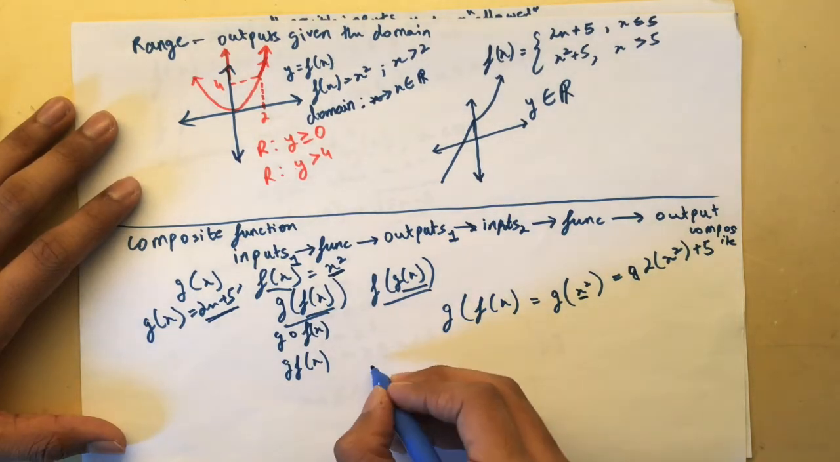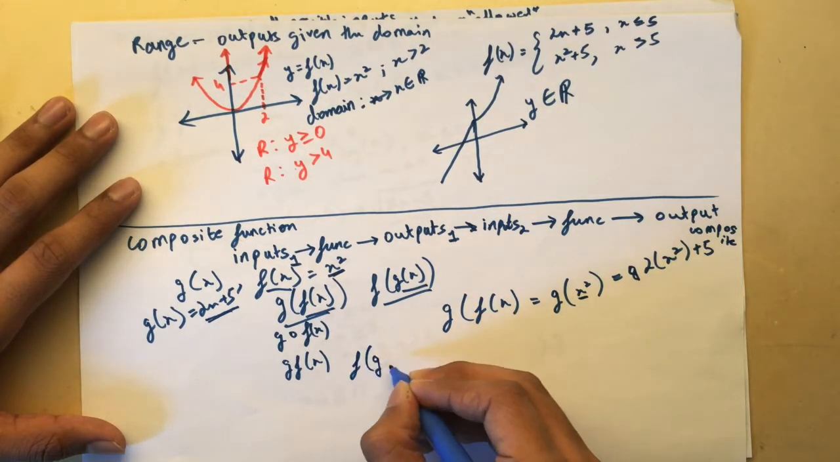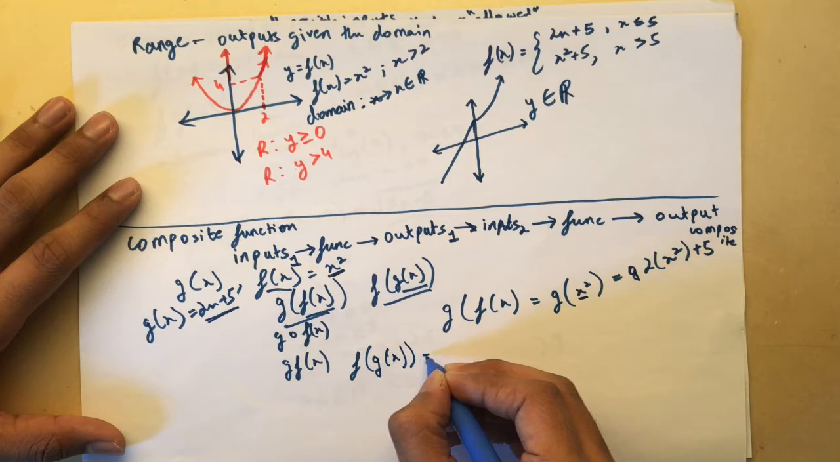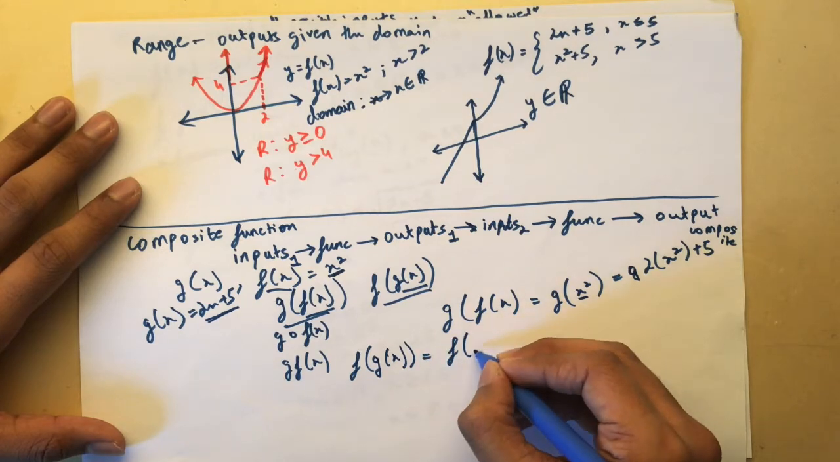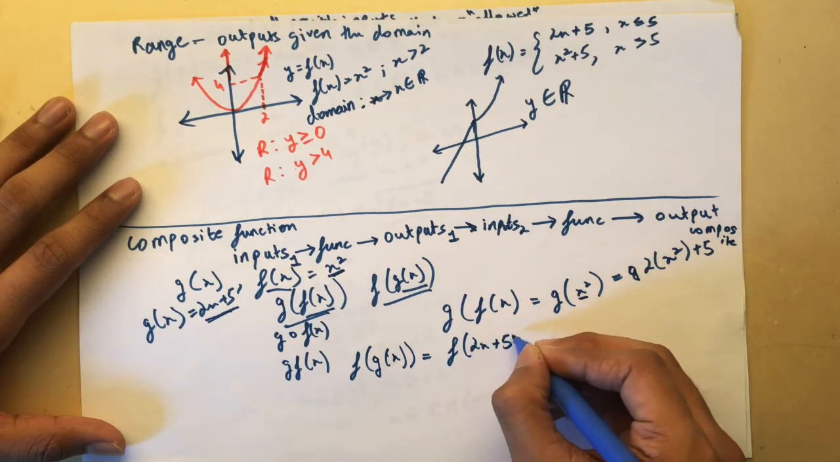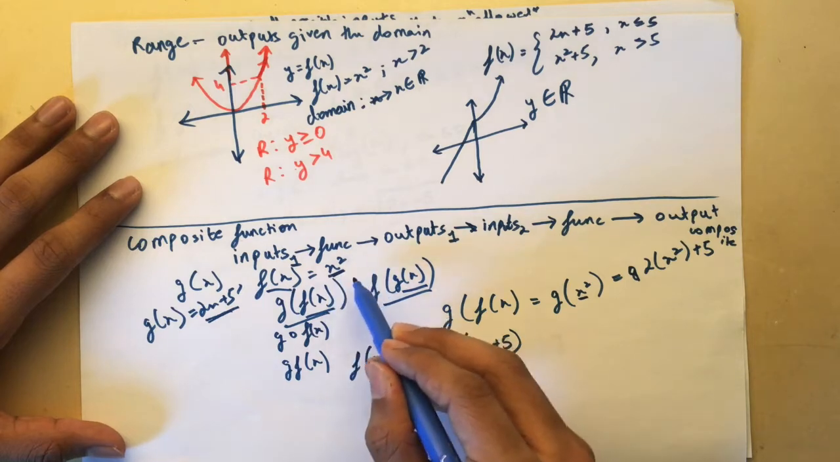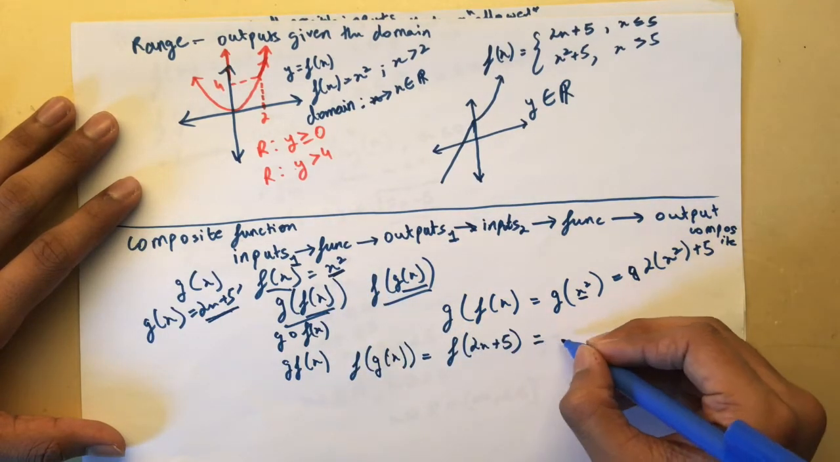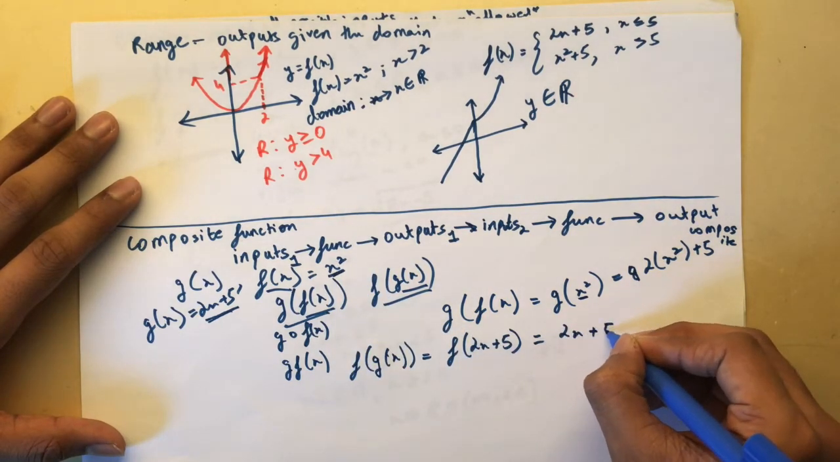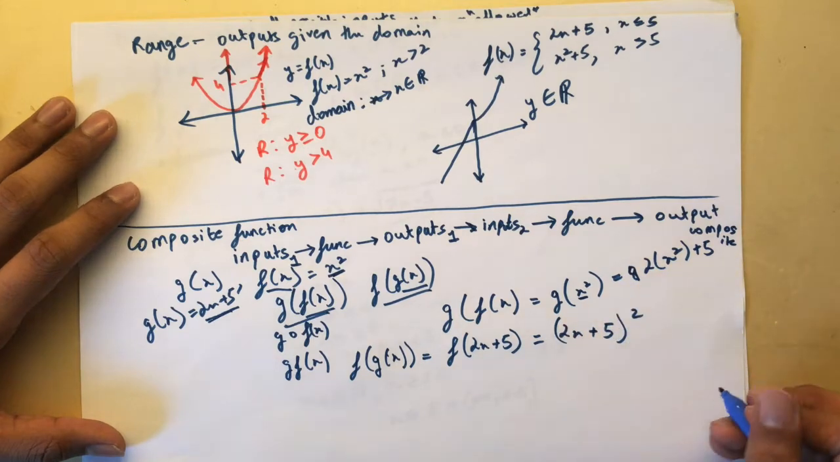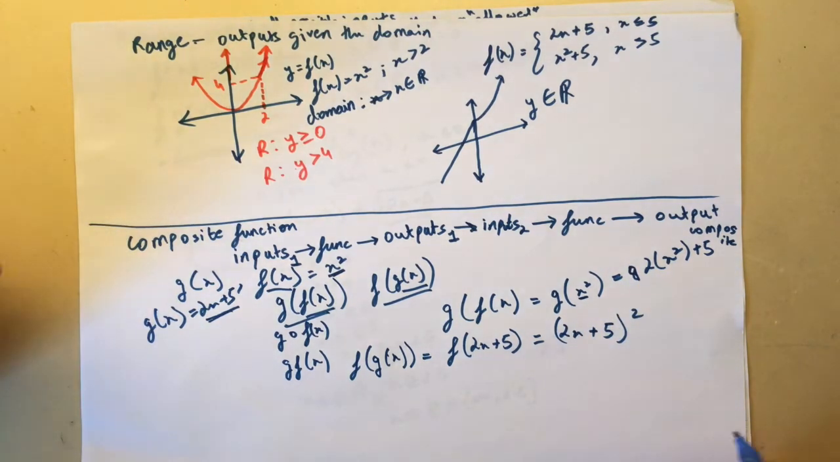So now, let's say we had to do f of g of x. Now it's the same thing. So we do f of 2x plus 5. And what we're basically doing is squaring an input. So that would be equal to 2x plus 5, the whole square, which you can simplify then.